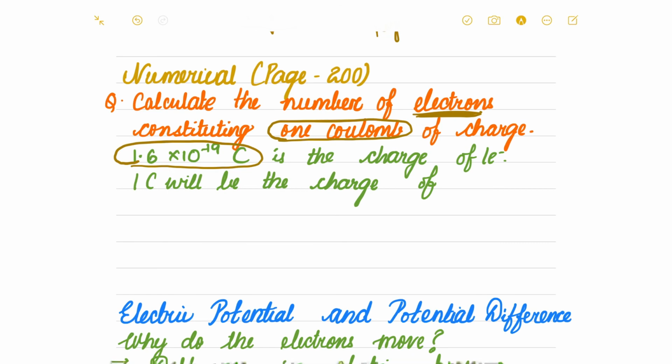So simply we have to apply the unitary method. First we will write that 1.6 into 10 to the power minus 19 coulomb is the charge of 1 electron. So 1 coulomb will be the charge of 1 divided by 1.6 into 10 to the power minus 19 electrons. On solving it further, we will get the answer.